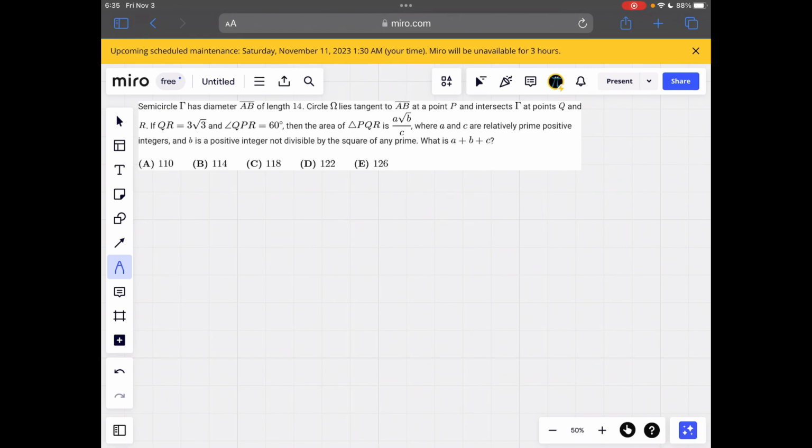A root B over C, where A and C are relatively prime positive integers and B is not divisible by the square of any prime. What is the value of A plus B plus C?